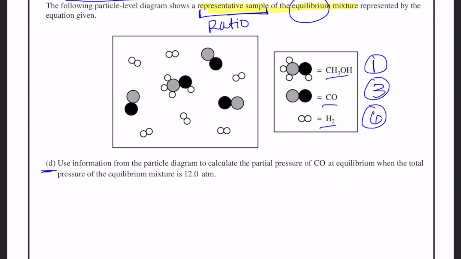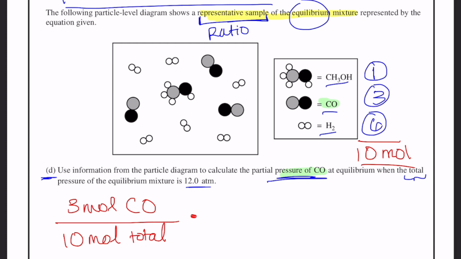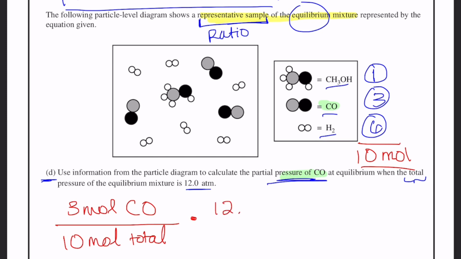All right, ratio, and now it's asking us to find the partial pressure of carbon monoxide when the total pressure is 12 atmospheres. You need to think in ratios because that's what they gave you. They have the total pressure here, so that makes me want to think, let's find total moles. Let's just say it's 10 moles. Now I can say for every 10 moles of mixture, I have 3 moles of carbon monoxide, and I can multiply that ratio by the total pressure of the mixture to get the partial pressure of carbon monoxide, which is 3.6 atmospheres.